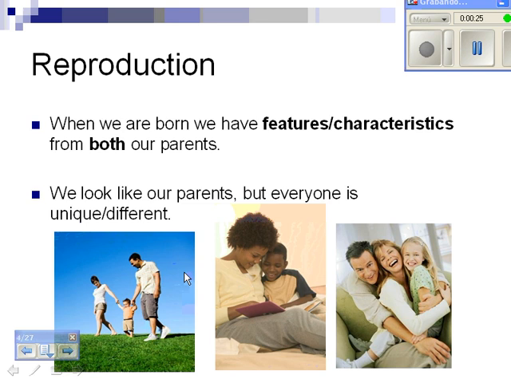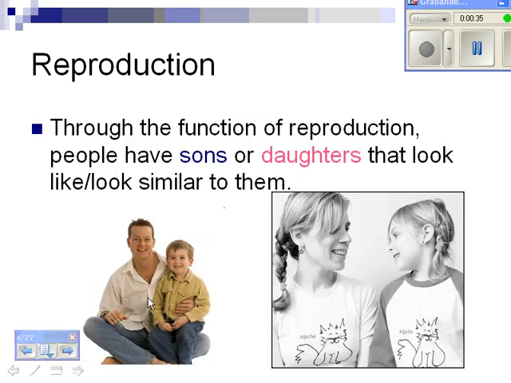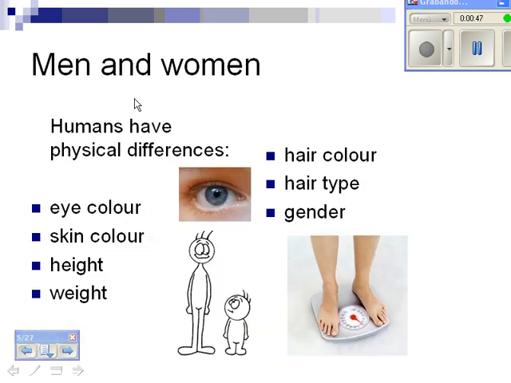When we are born, we have features or characteristics from both of our parents. We look like our parents, but everyone is unique or different. Through the function of reproduction, people have sons or daughters that look similar to them. Men and women.